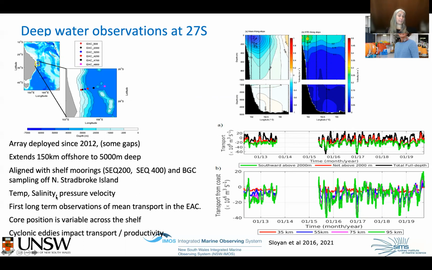We have observations of temperature, salinity and velocity through the water column down to 4,000, 5,000 metres depth and out to 150 kilometres offshore. And it's the first long-term observations of the transport in the EAC. And it's revealed how variable the core is while we thought it was the most coherent part of the system, which it is, about 10% of the time, the jet is deflected well offshore by cyclonic eddies that form and hug the coast and grow. And these cyclonic eddies impact transport and productivity.